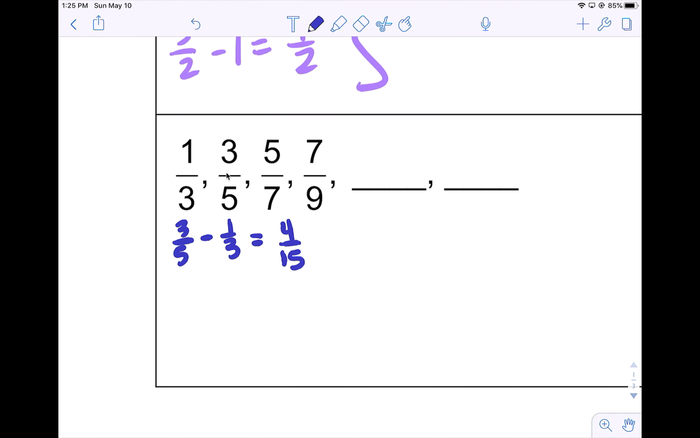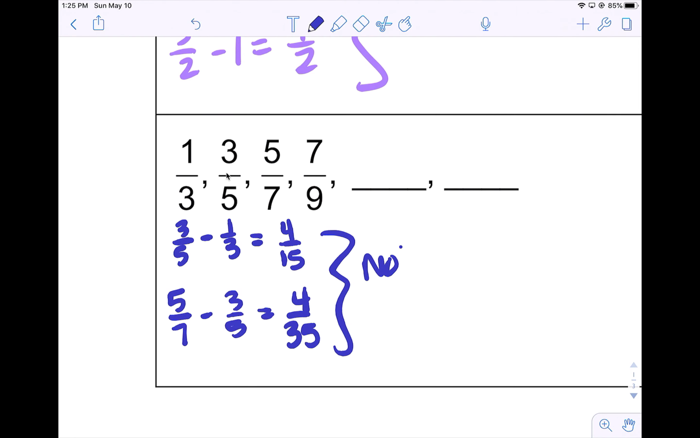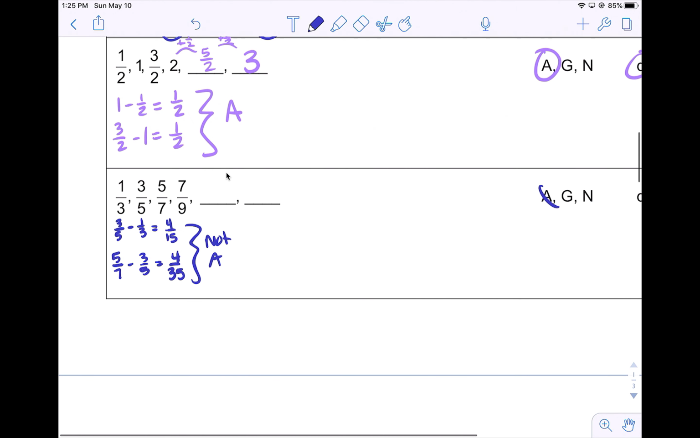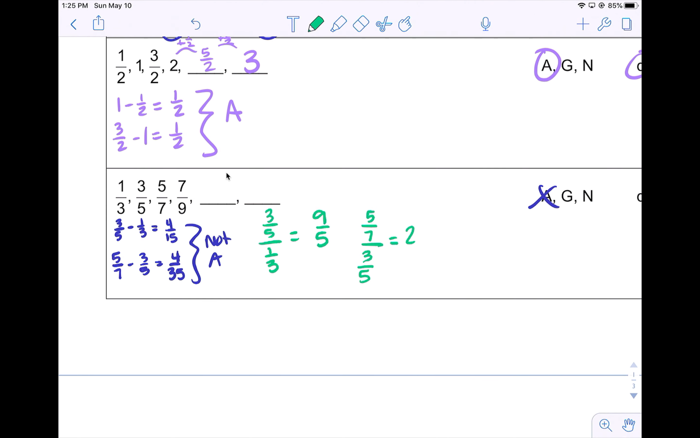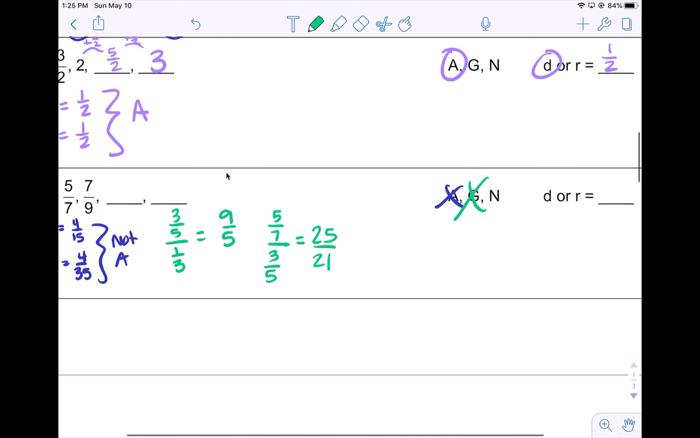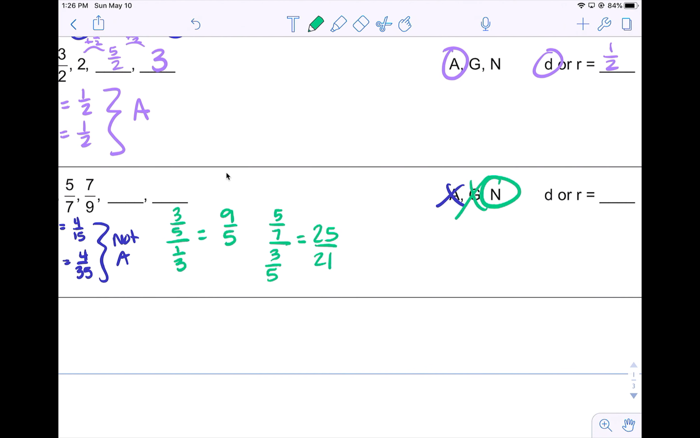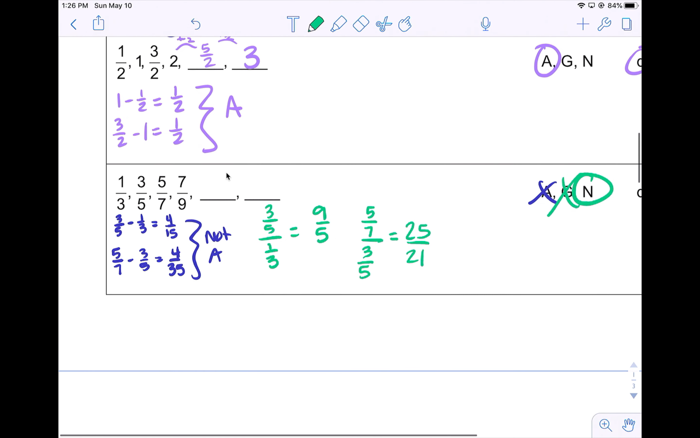So then the last one on this page, if I take this term minus this term, I get 4/15. If I take this term minus the term before it, I get 4/35. So this is not arithmetic because there is not a common difference. Geometric, if I take a term and divide it by the first term, I get 9/5. If I take the third term, divide it by the second term, I get 25/21. So it is not geometric. So this would be a neither.